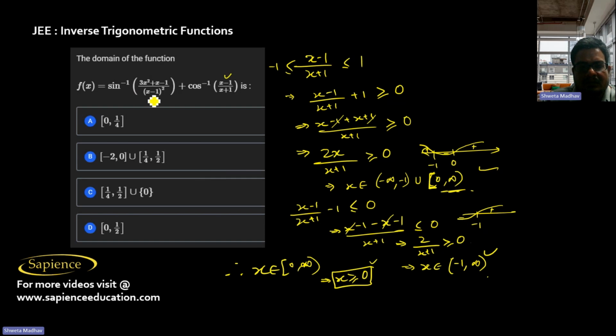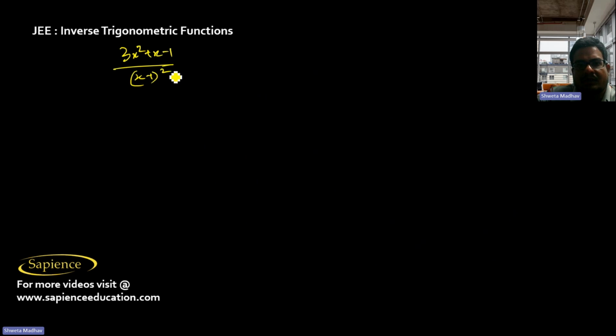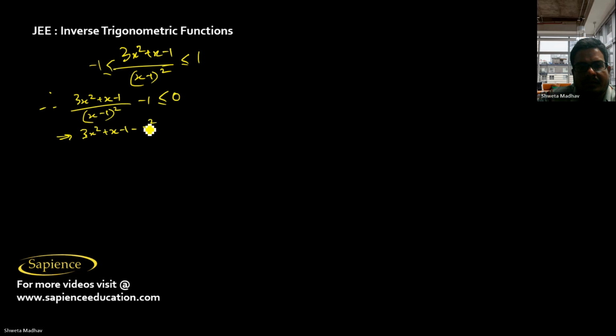And then this one here also, this should be from minus 1 to plus 1. So therefore (3x square plus x minus 1) by (x minus 1) whole square, that should be from minus 1 to plus 1. So it means (3x square plus x minus 1) by (x minus 1) whole square minus 1, that should be less than or equal to 0. So it means (3x square plus x minus 1 minus x square plus 1 minus 2x) by (x minus 1) whole square, that should be less than or equal to 0.